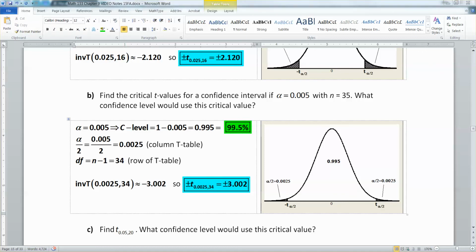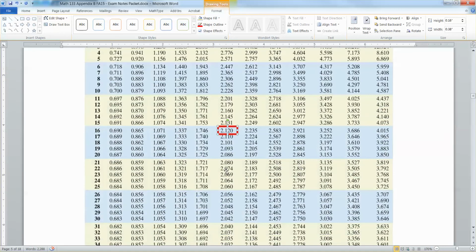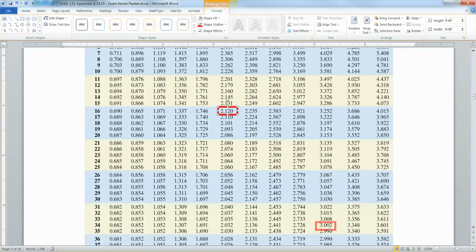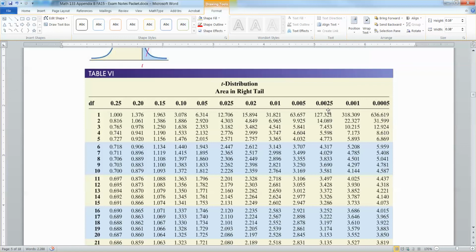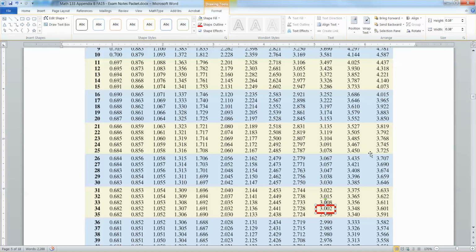And just to prove you could find it with the table as well, 0.0025 is this column over here. It's third from the right. And then we want 34 degrees of freedom. So we're going to be going down here, and there it is. 34 degrees of freedom, 0.0025. And remember, don't highlight this table because you'll get very confused because we're going to keep using it over and over in chapters 9 and 10 and 11. So just for the moment, use your fingers and point to the one you want.